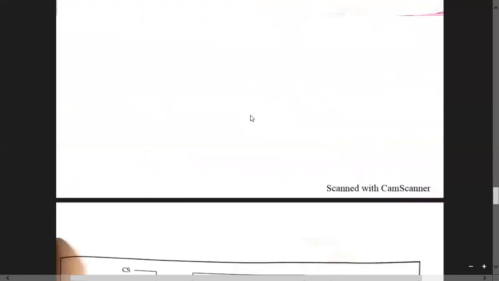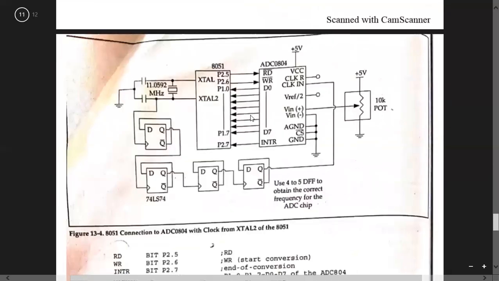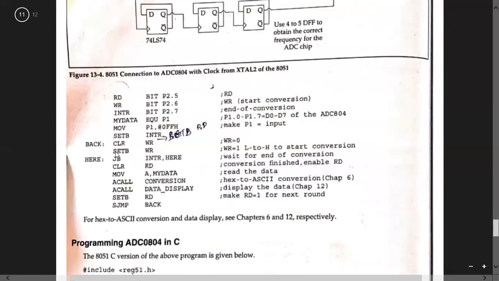So where am I going to do it in the program? Starting from here my program starts. Can you see the set to WR? I'm setting the WR and I'm starting the conversion. I'm writing the data which I wanted to convert. After that, what is the next step?